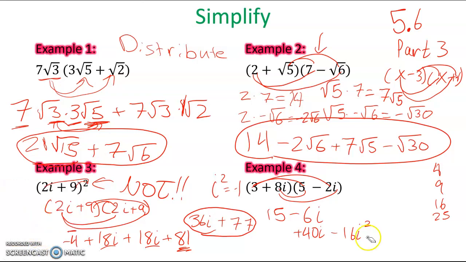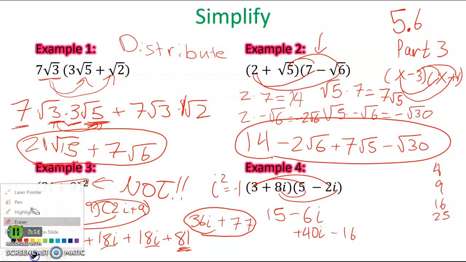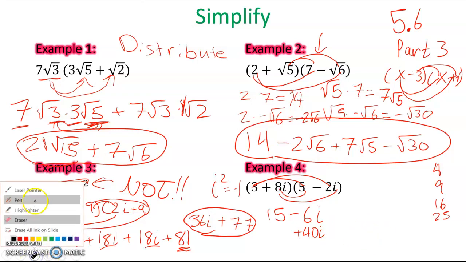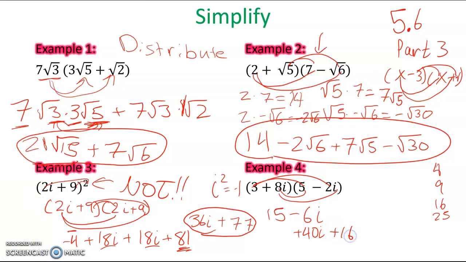However, again, I see this i squared, I'm going to substitute in multiplying that number by just a negative 1, because again, i squared is equal to negative 1. And then from there, negative 16 times a negative 1, that's going to get me a positive 16 right there. And then from there, we combine our like terms. 15 plus 16, that's going to get me a 31. Negative 6i plus 40i, that's going to get me a 34i. And then it's 34i plus 31. And that is my final simplified answer right there. Okay?